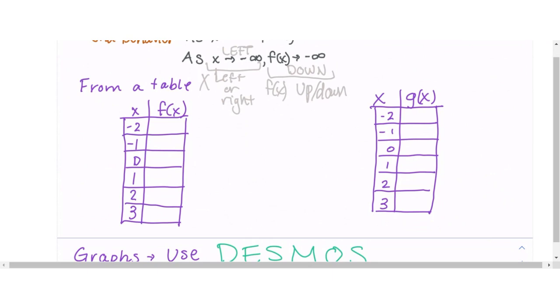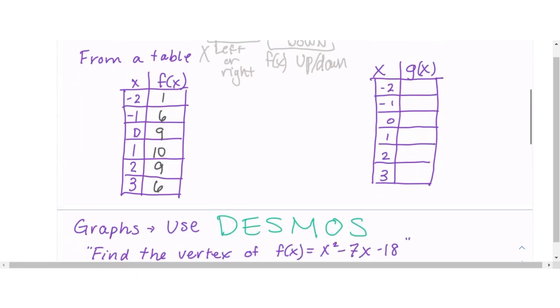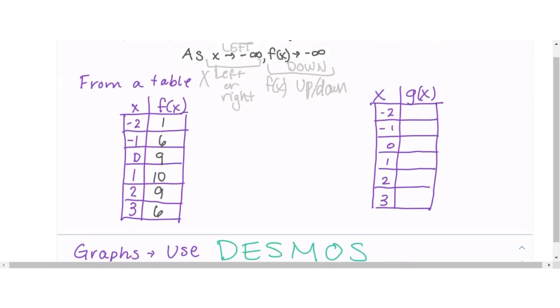Let me put in values for the table. Okay, so let's say we had this table that went like this: 1, 6, 9, 10, 9, 6. It's going to ask you all the information that we just found out by looking at those graphs. You're going to have to find out all that information just by looking in the table. And I think that could be really hard. So I'm going to show you how to make it easier. And then I'll do this other example too.